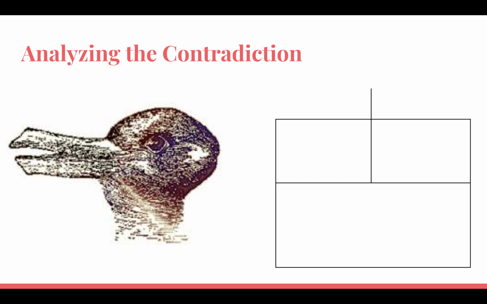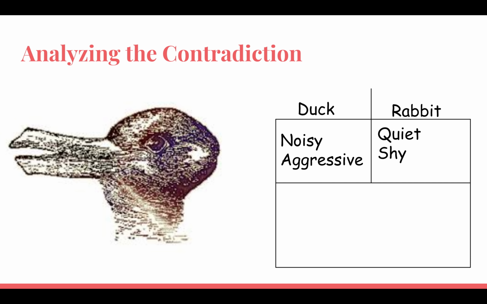So let's put this in the chart. I'm going to use the box chart. If you'd like to use the Venn diagram with the circles, then that's fine too. All right? So on one side I have a duck, and on the other side I have a rabbit. The association words that I give to ducks are noisy and aggressive. The association words that I would give to a rabbit are quiet and shy.